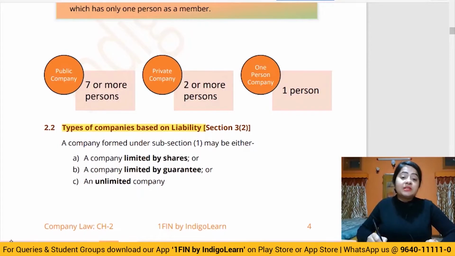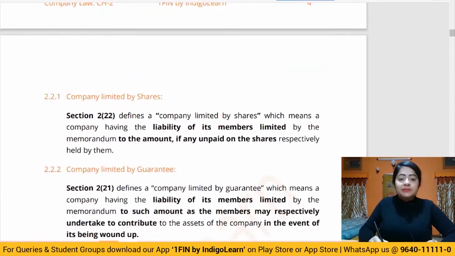Okay, now the companies can be divided into 3 types. They can be limited by shares, they can be limited by guarantee, or they can be unlimited companies also. Now what do they exactly mean? A company limited by shares means that the liability of the members is limited to the amount that is unpaid on the shares. So when we say a company is limited by shares, first of all, this company has share capital.